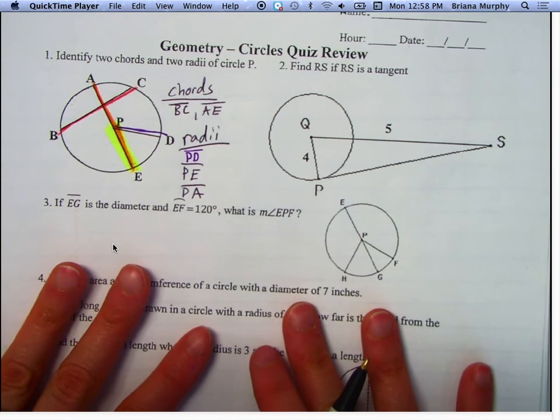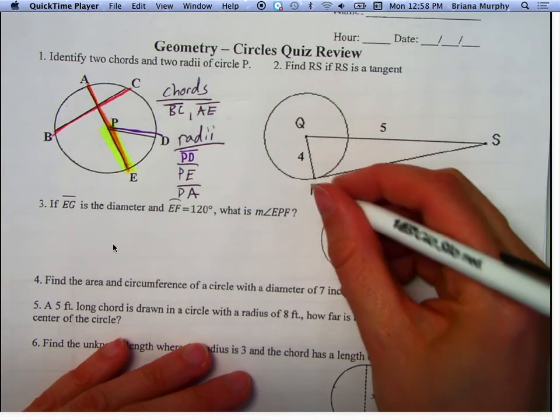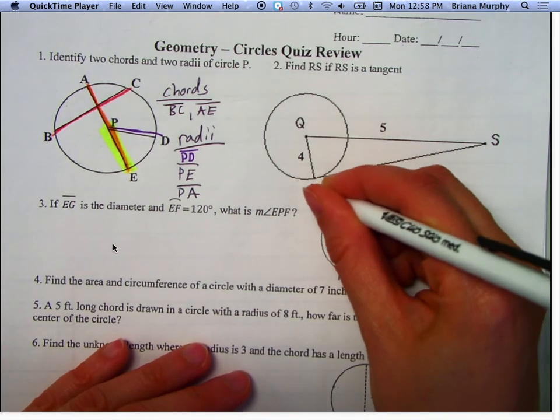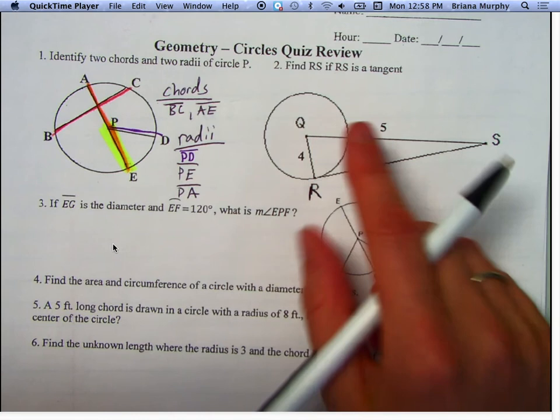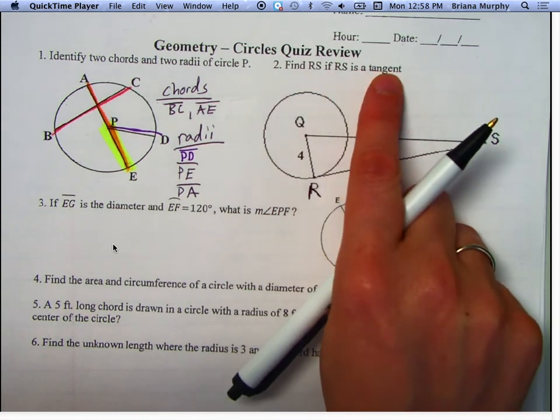Okay, next. First of all, there is a typo here. This shouldn't be a P right there. That should be an R. Obviously, it did not show up. The ink didn't go through all the way for the copy machine. Okay? So we want to find RS, and RS is a tangent.